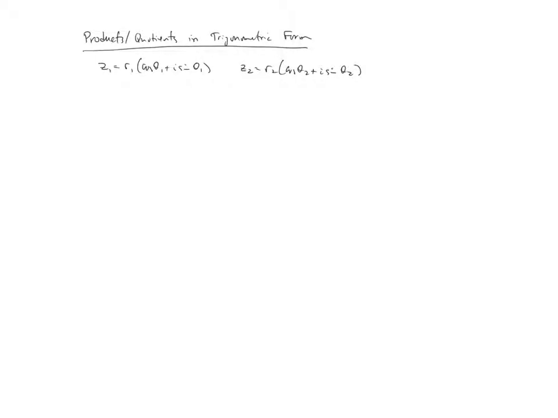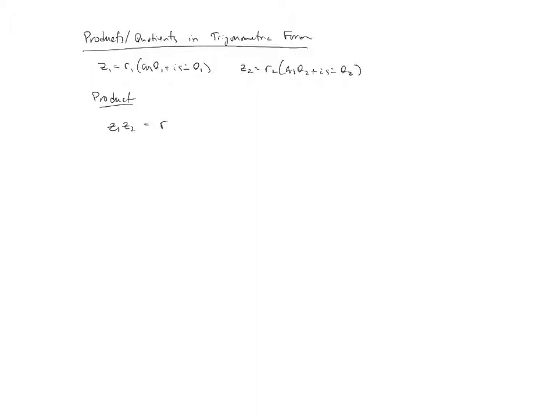So in this video, we're going to take a look at the products and quotients of complex numbers in their trigonometric form. And you can see that I've started you off with just defining Z1 and Z2. Now, we'll go ahead and start with the product. And we're going to take Z1 and multiply it by Z2.